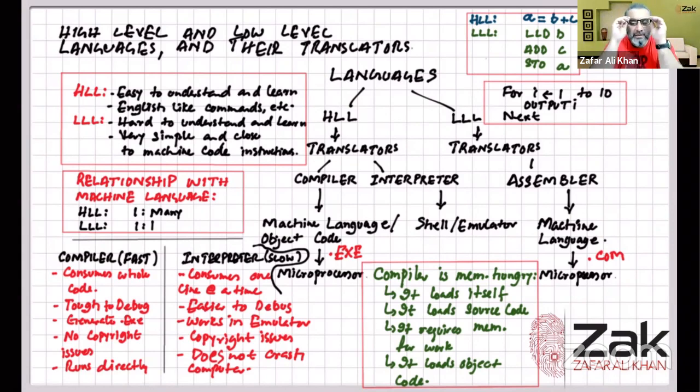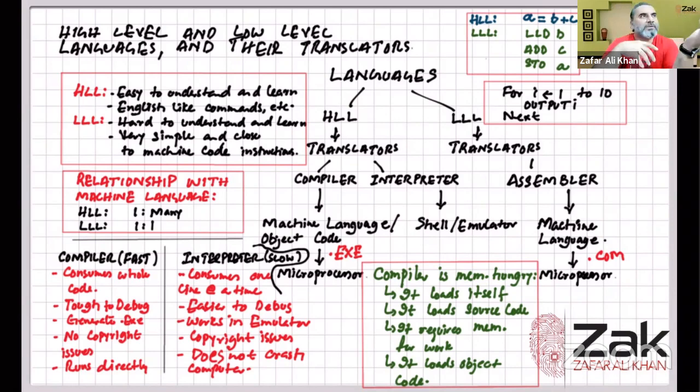But the real advantage of the compiler is that whenever you are producing an executable file with the help of the compiler, that executable file will execute faster because it does not require any more reading in the source code and the conversion of the source code into machine code. Machine code is there. Machine code is the last thing.